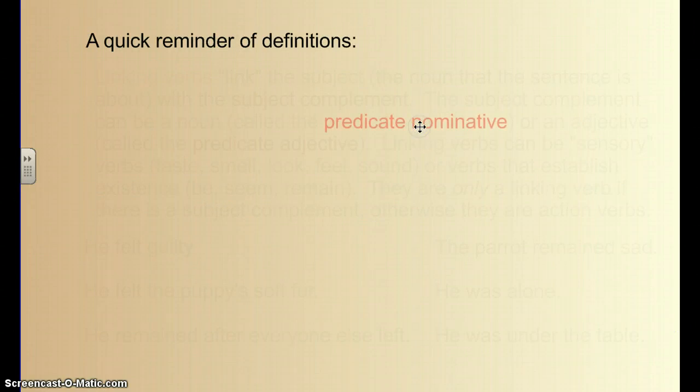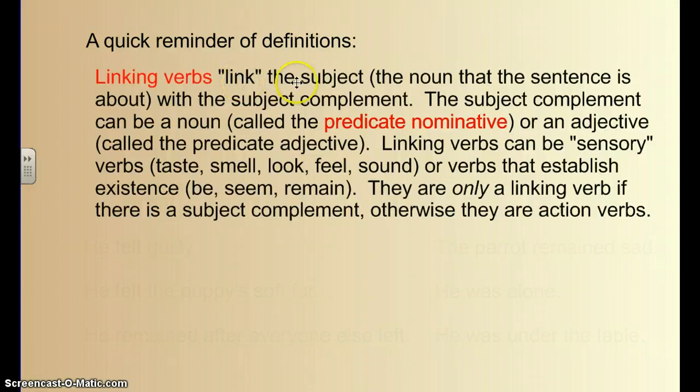So, quick review of definitions. A linking verb is a verb that connects a subject, that is the noun that the sentence is about, with a subject complement. A subject complement can be a noun, in which case it's a predicate nominative. And if it is an adjective, so it's assigning a quality, then it's called a predicate adjective. Linking verbs can be a sensory verb, so something tastes, looks, smells, feels, or sounds, or verbs that establish existence. So it's only a linking verb if there is a subject complement, which means something that the subject is linked to. Otherwise, it's an action verb.